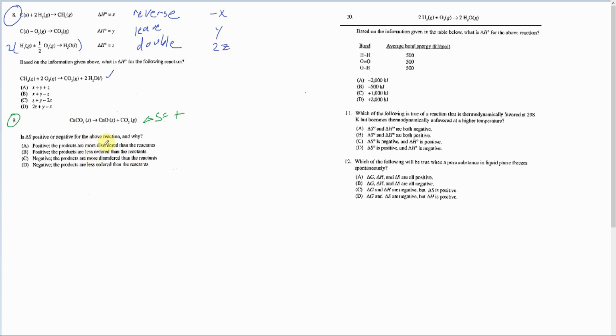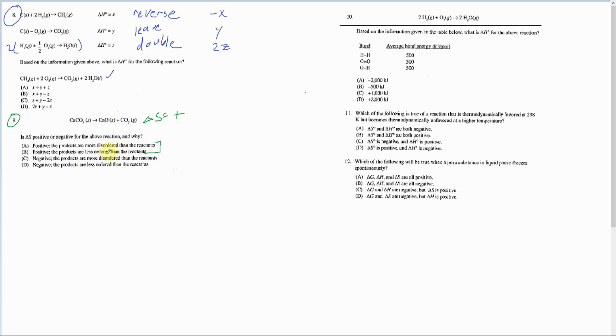The products are more disordered than the reactants. That is true, they are more disordered. The products are less ordered than the reactants. Yep, this is the question where these two things mean exactly the same thing. I apologize for this typo here. People have talked to me about it. If that strikes you as meaning the same thing, it is true. So you could put either one in on WebAssign, or we will correct WebAssign.